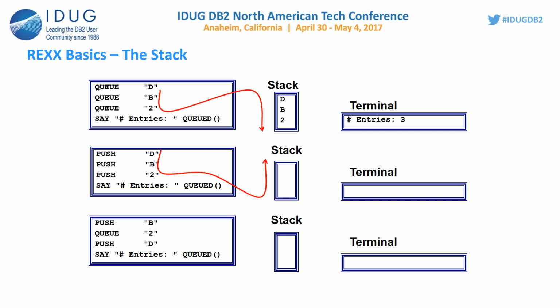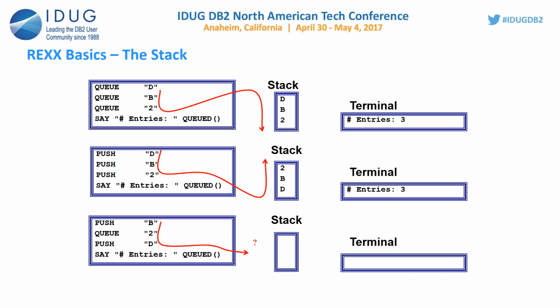If you push things onto the stack, then you're going the other way. So if I push a DB2 onto the stack, I get 2BD because I'm pushing things to the top of the stack rather than to the bottom. And then, of course, I still have 3 things on the stack.